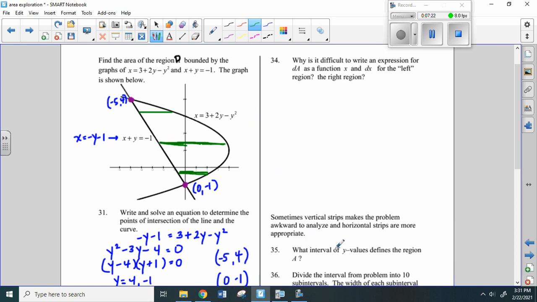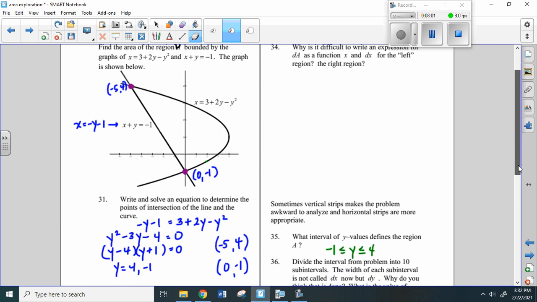So it says, what interval of y values defines the region? So now I need to know the y values of my region. What is the lowest y value of my region that I'm trying to find the area of, and then what is the highest y value? Well, that works out pretty nicely, because I can use my points of intersection: the lowest y value is -1 and the highest y value is 4. Again, I was just trying to give you an idea of making our horizontal strips.